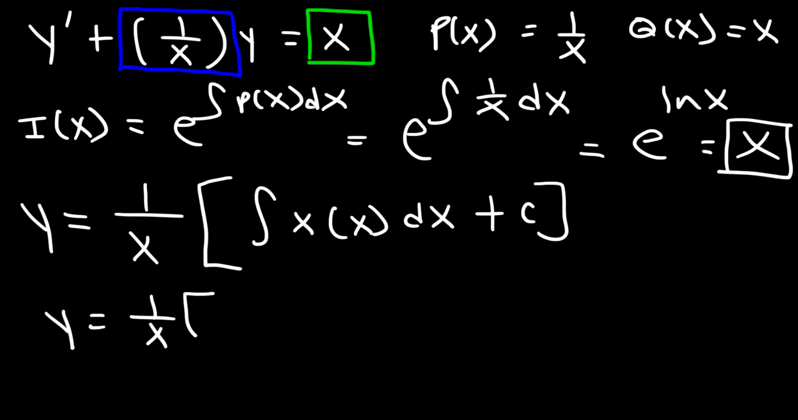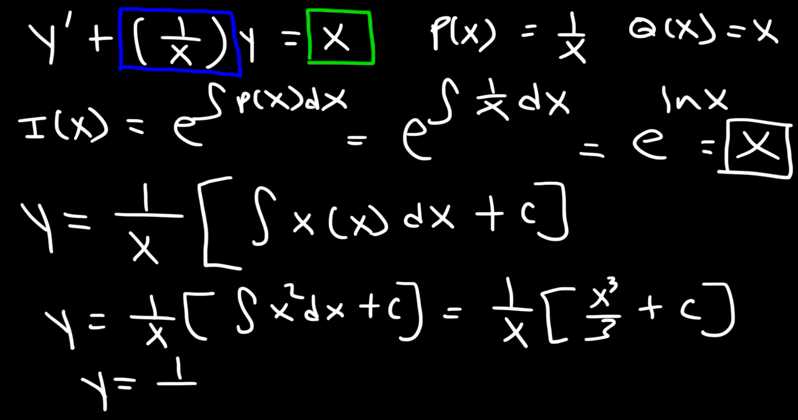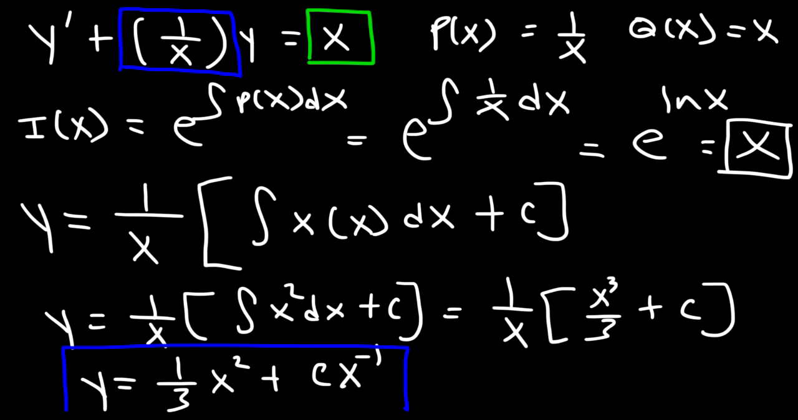Now x times x, that's going to be x squared. And the antiderivative of x squared is going to be x cubed over 3. So if we distribute 1 over x, this is going to be the final answer. It's going to be 1/3, and then x cubed over x is x squared, plus c over x. Or you could write that as c times x to the minus 1. And that's the final answer for this problem.